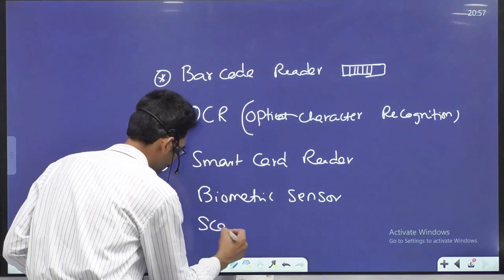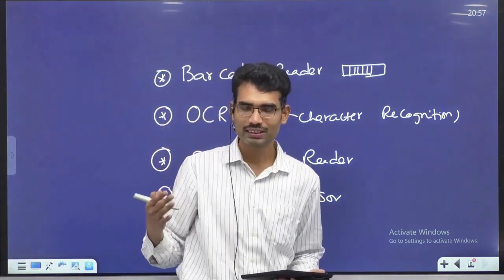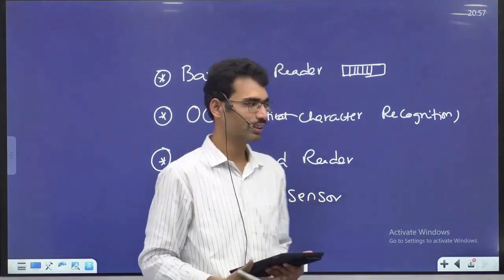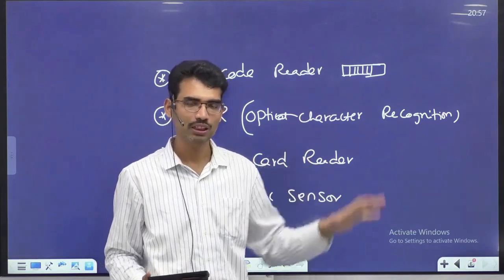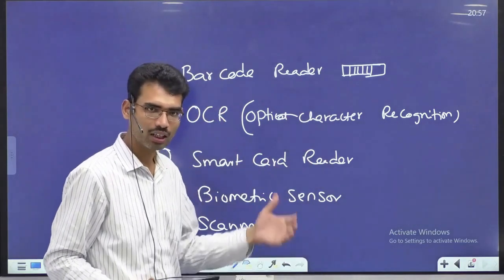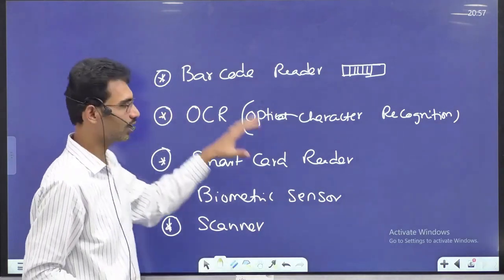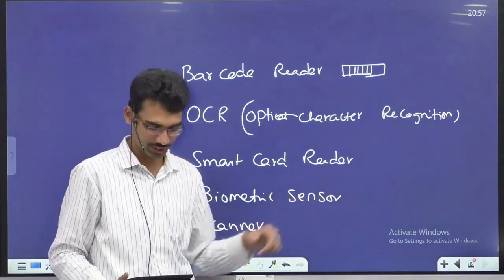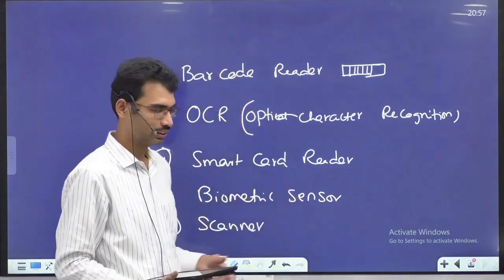Next is the scanner. If you have a book, you can scan it and it will convert into PDF. It's a kind of input device. Now you can see, keyboard and mouse are very commonly used by almost everyone. These are specific things. These are also part of input devices. This is a part of computer hardware. All these we can see and we can touch.